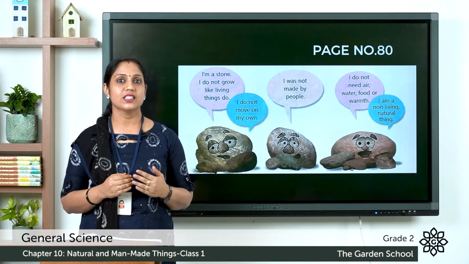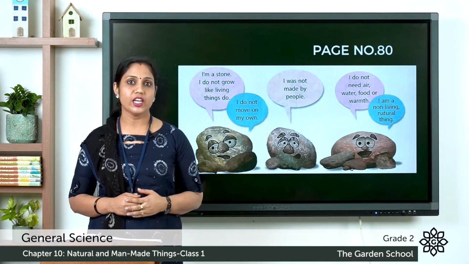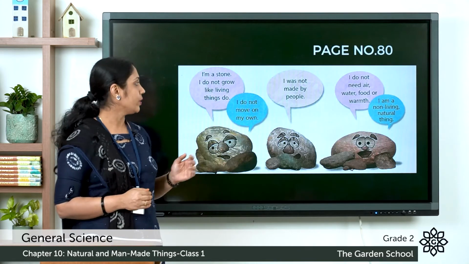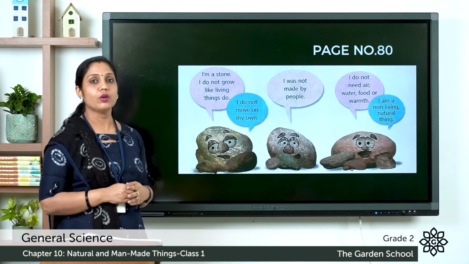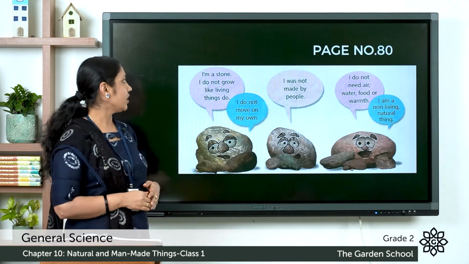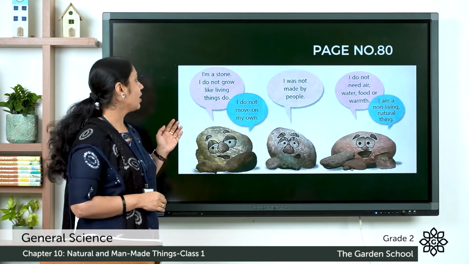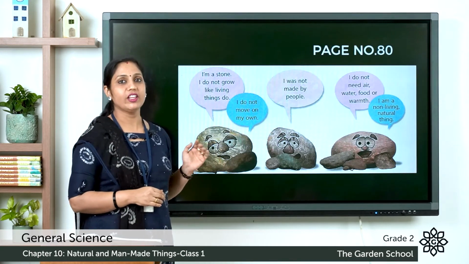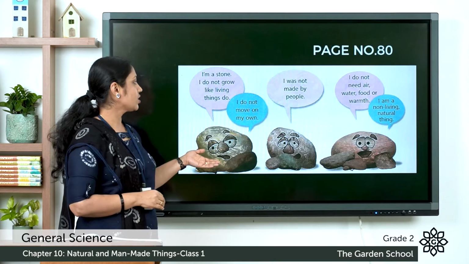So let's see this in your text, page number 80. You can find a picture. Let's read it. It's about a stone and the stone is describing itself. So you can see here, I am a stone. I do not grow like living things do. So it is a stone.